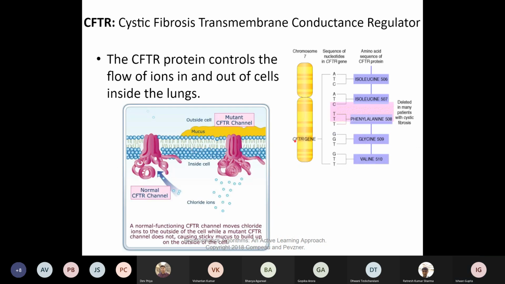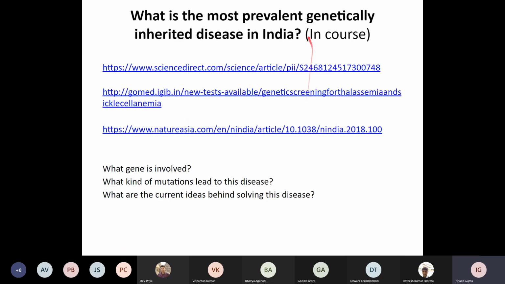Yeah. So I have talked to you about CFTR, sorry, which is basically playing a role in cystic fibrosis. Now here are certain links that I want you to search and read about, to find out which is the most prevalent genetically inherited disease in India. I'm going to ask you questions about it.